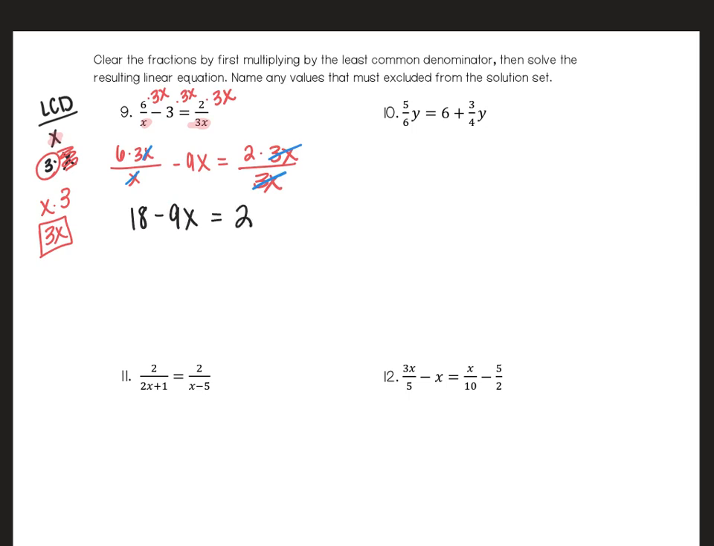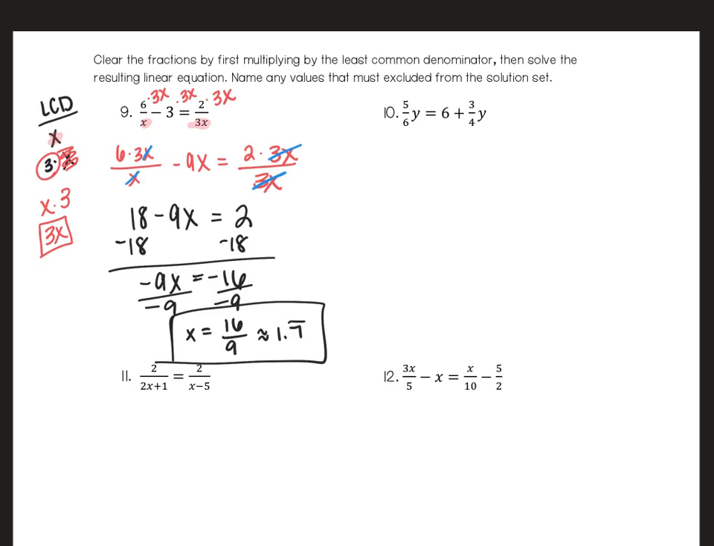And then you're just solving. So I subtract 18 from both sides. Negative 9x equals negative 16. Divide by negative 9. And so x equals 16 over 9, and that ends up being 1.7 repeating.